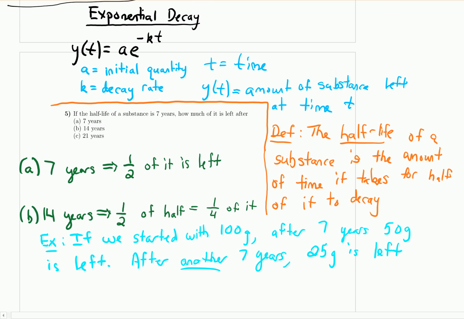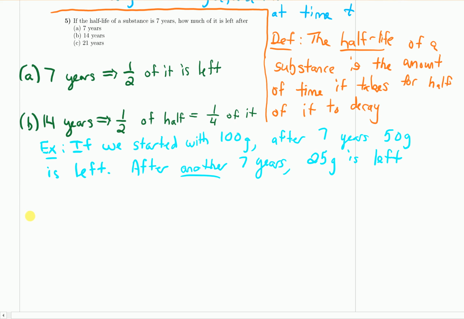Alright, so finally, we have part C. Part C is asking, after 21 years, how much is left? After 7 years, 1/2 of it was left. After another 7, so after 14 total, 1/2 of the 1/2 is left. So that's 1/4. After 21 years, 1/2 of the 1/4 is left.